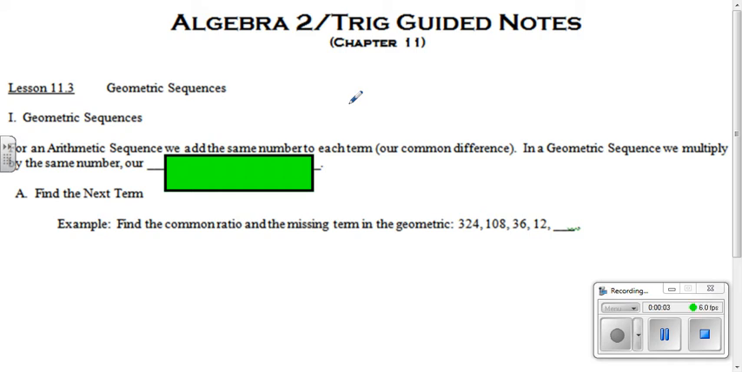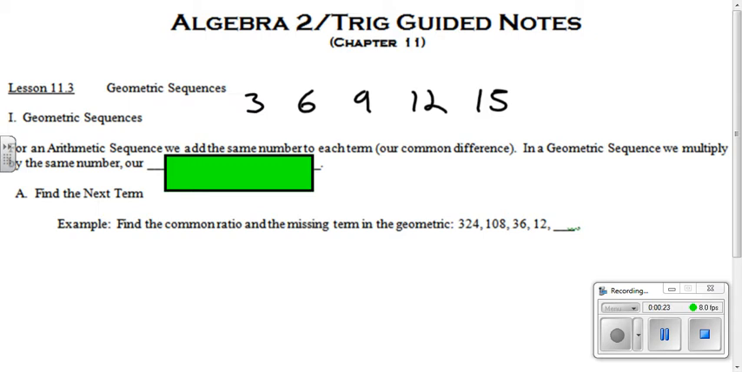Lesson 11.3 is all about geometric sequences. Before, we were talking about arithmetic sequences that add the same each time. That's our common difference. So if we started with 3 and we wanted to add 3, it goes 3, 6, 9, 12, 15, because we're adding the same amount each time. That was our common difference.